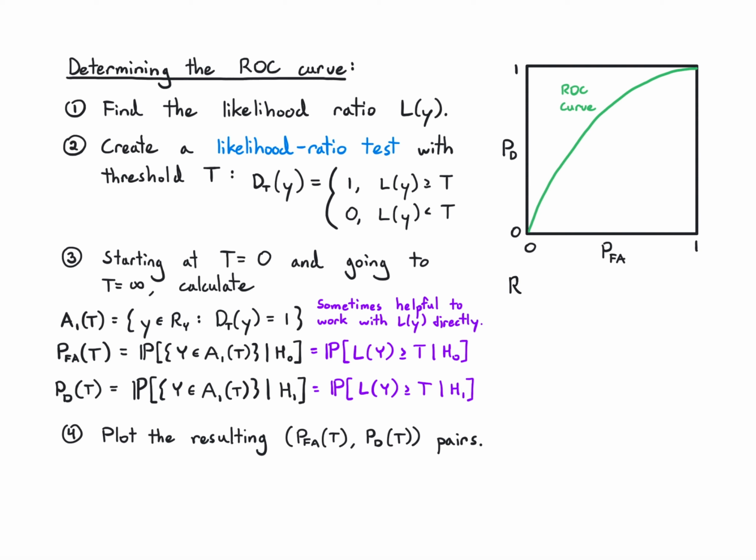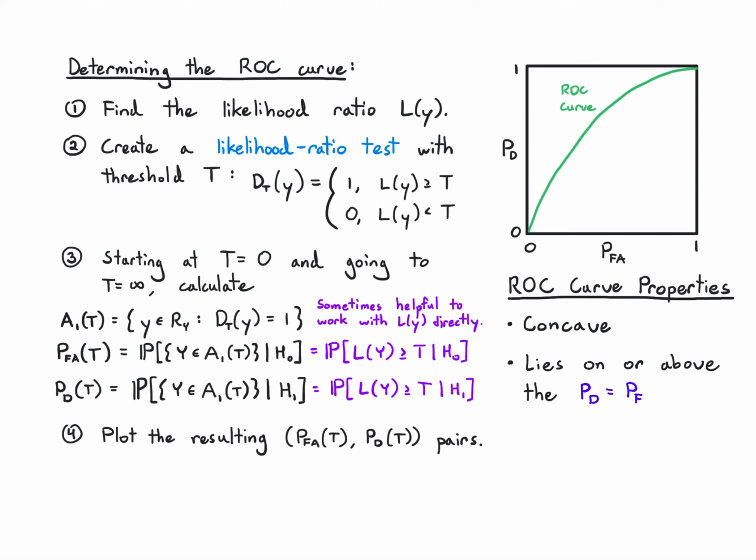What are the properties of this curve? Well, one is it's concave. Concave means that if I pick 2 points on this curve and I draw a line between them, the curve will always lie above that line. And in fact, it always lies above the line where probability of detection is equal to probability of false alarm. So that's that line here.